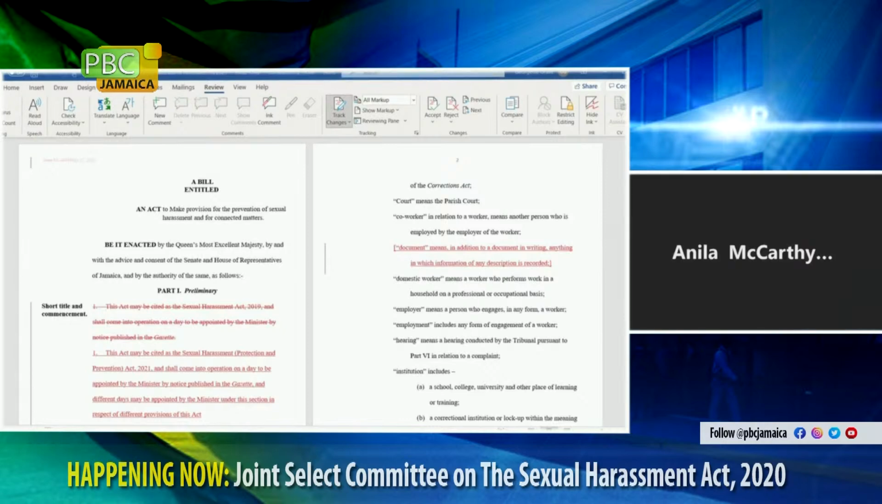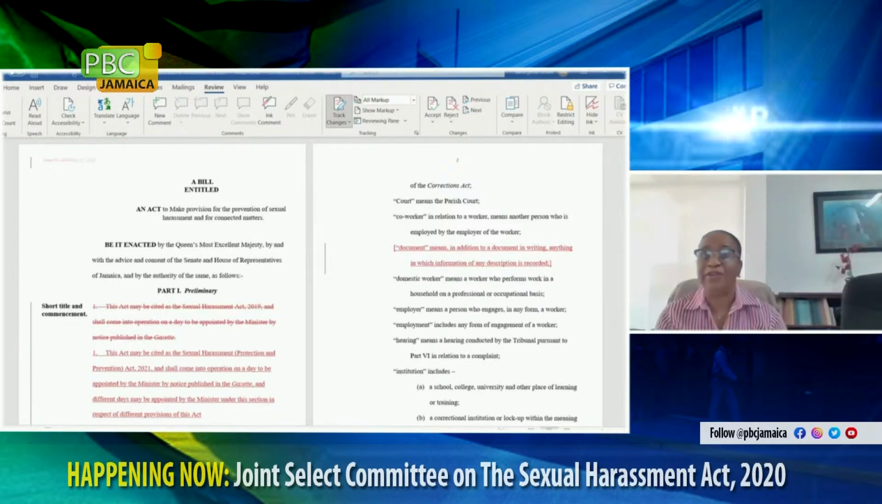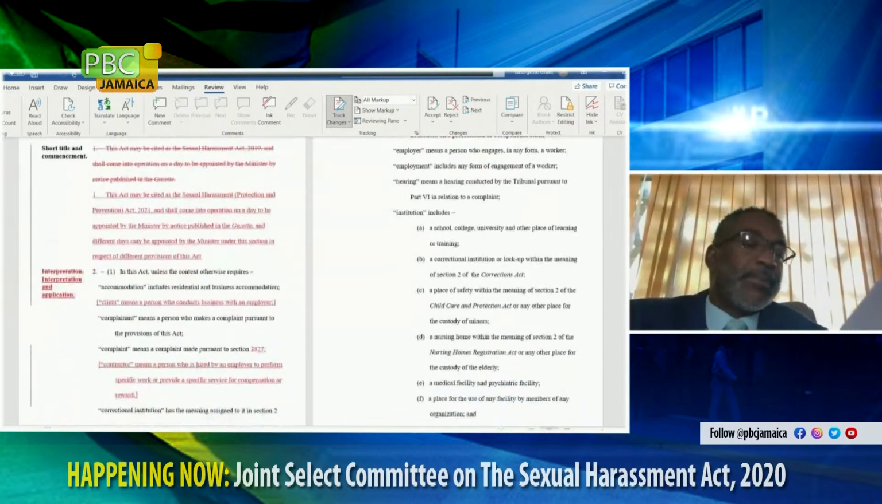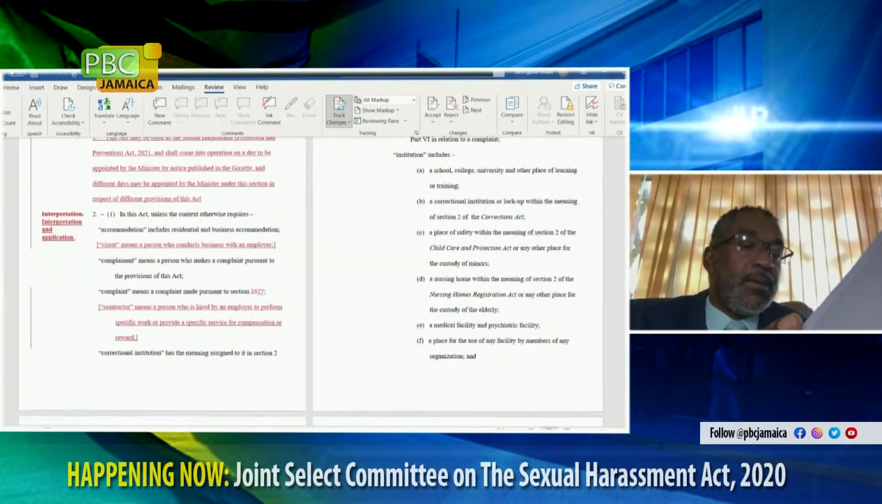Okay, so the amendment will now read, Chair. Short title and commencement. This act may be cited as the Sexual Harassment, Protection and Prevention Act 2021 and shall come into operation on a date to be appointed by the minister by notice published in the Gazette, and different days may be appointed by the minister under this section in respect of different provisions of this act. And that's what we had agreed to. So you would see it there.